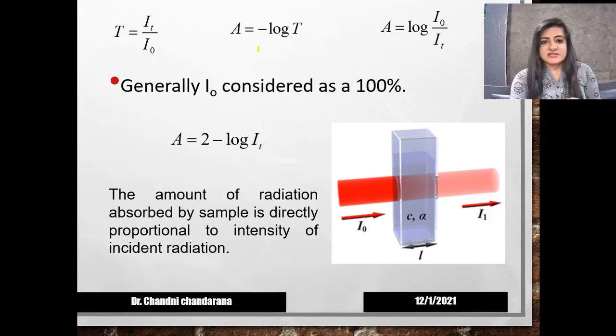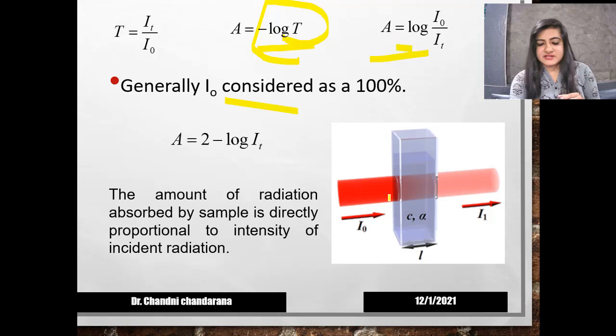So absorbance is the minus log of T, where T is transmittance. This is our absorbance. Generally I0 is considered 100%. Here, look at the color. This is our I0, which is 100%.